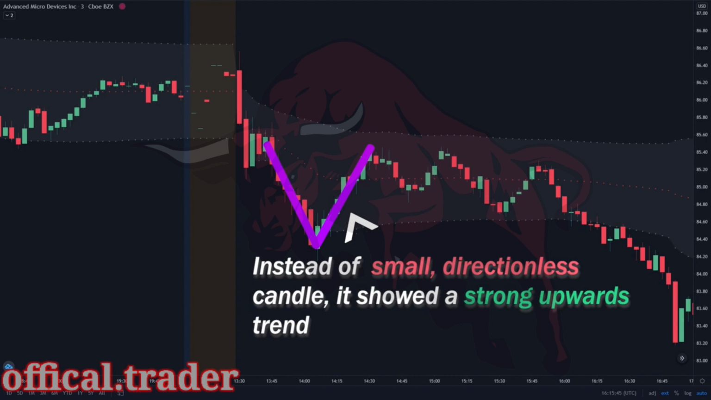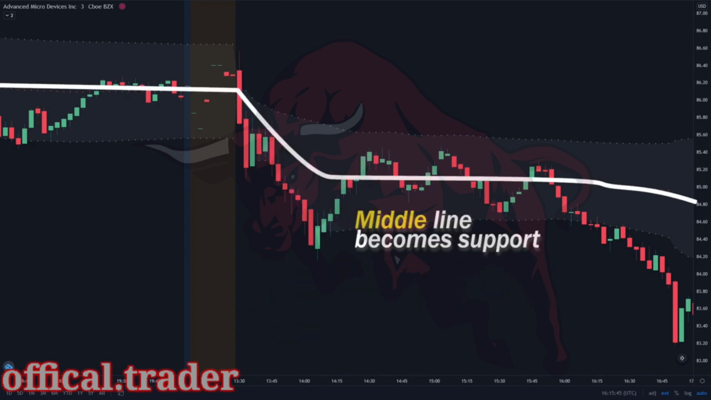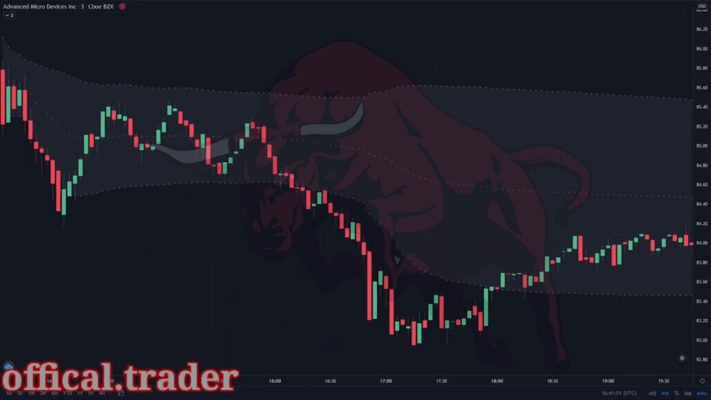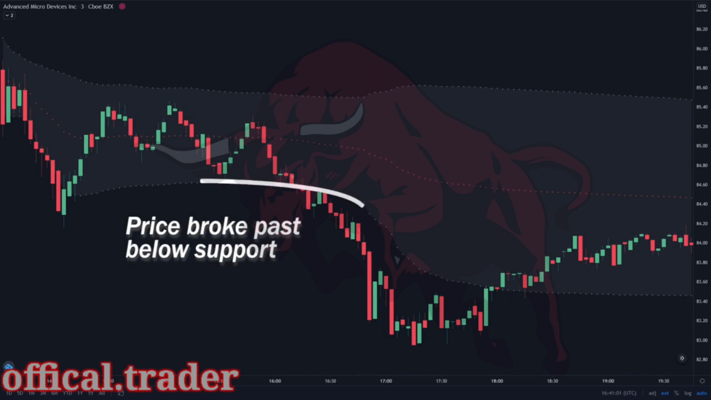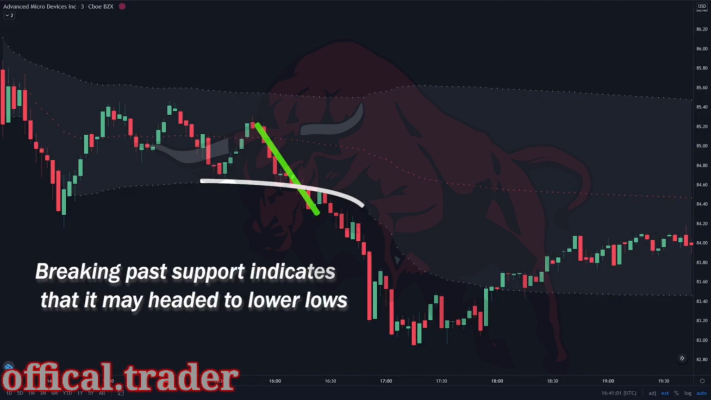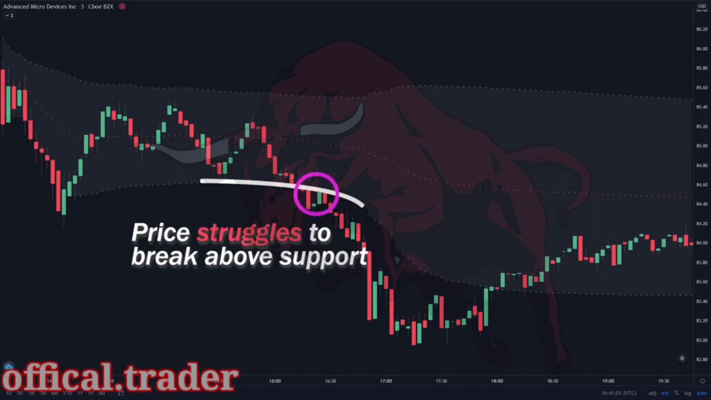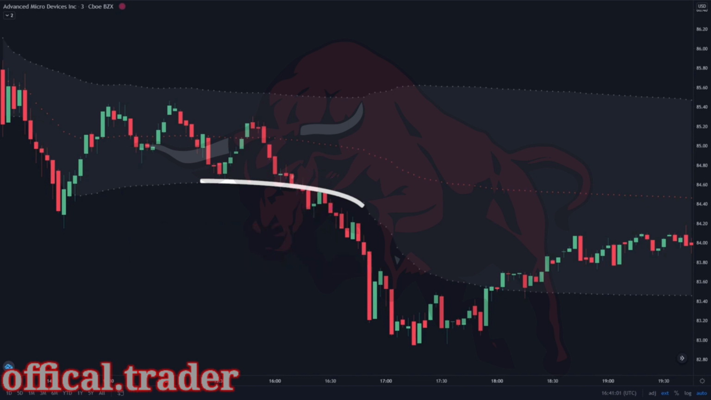Since it broke past the resistance, this middle line now acts as a support, and the top line becomes the resistance. And you can see that a couple of minutes later, I identified another trade potential. You see that the price drops past below the support line, which indicates that it's possibly heading to lower lows. And after it breaks the support line, notice that the price struggles to break above it, which means that there is a chance that it might explode to either upwards or downwards.